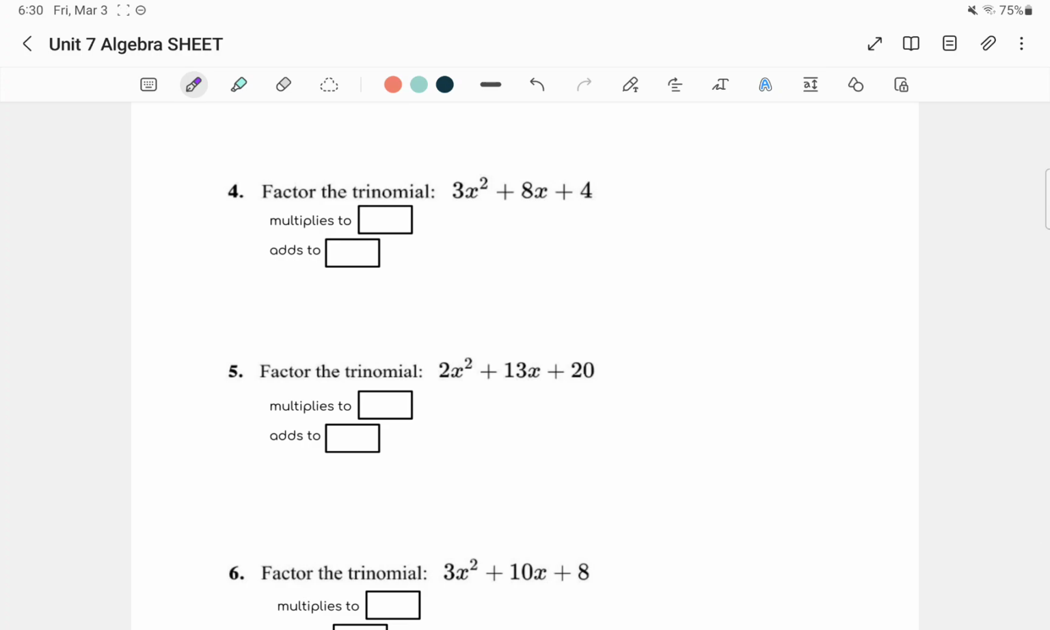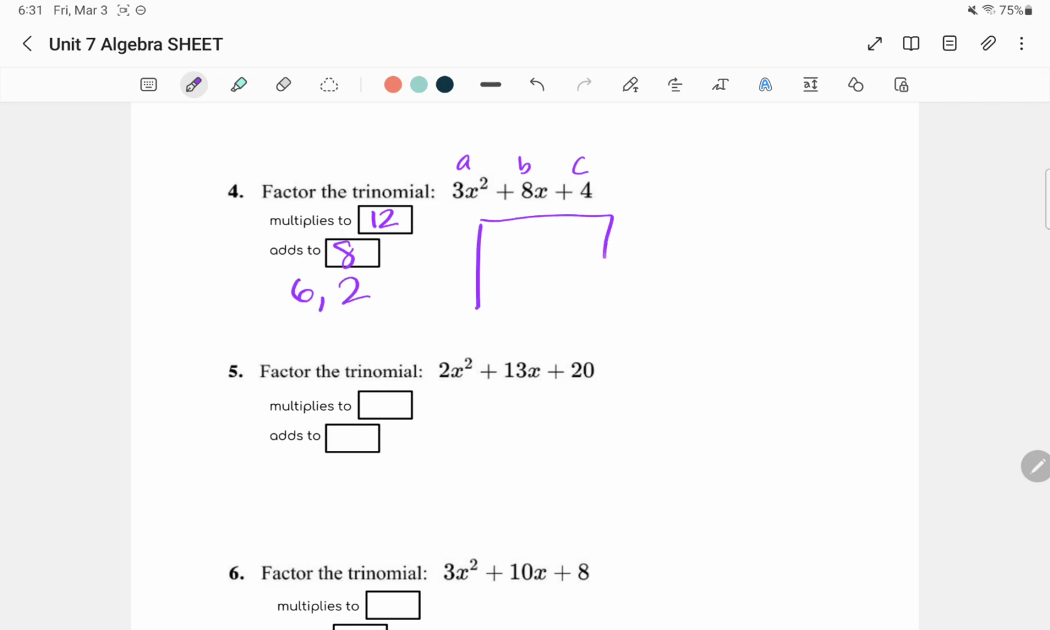All right, so let's go over 4, 5, 6, and 7. So let's label A, B, C. A times C is 12. So we're multiplying to 12 and we're adding to 8. So what multiplies to 12 and adds to 8? That would be 6 and 2.